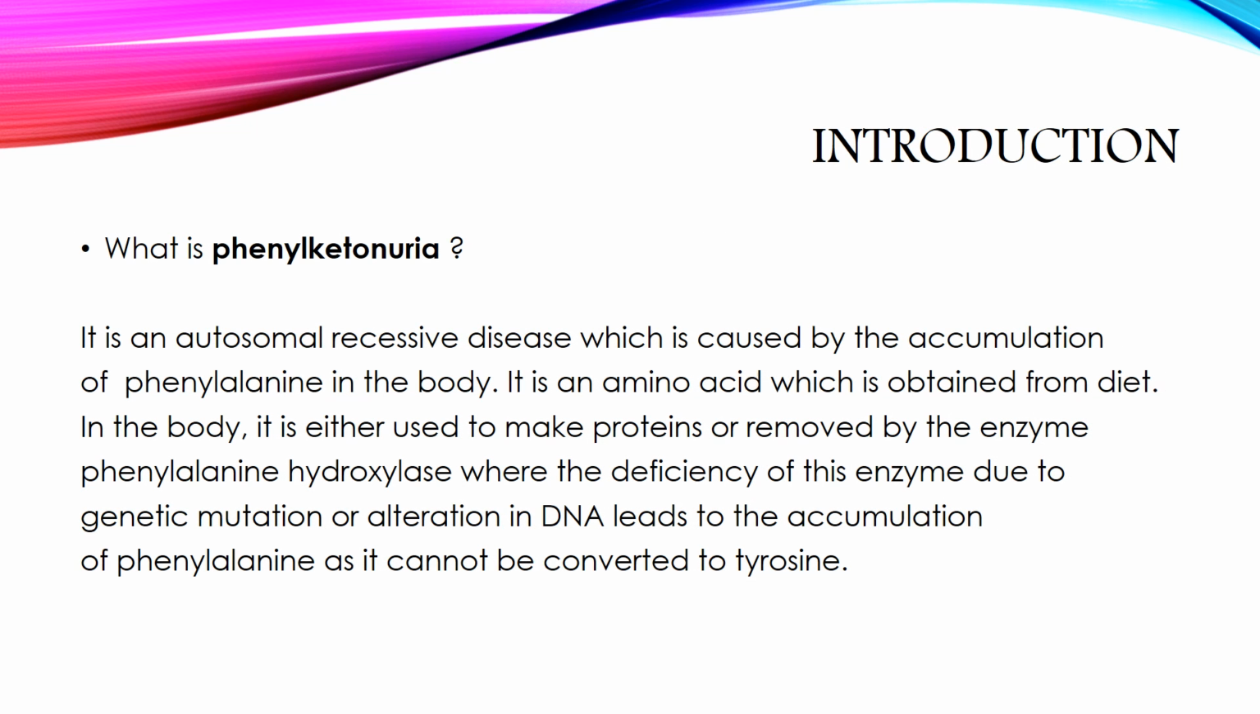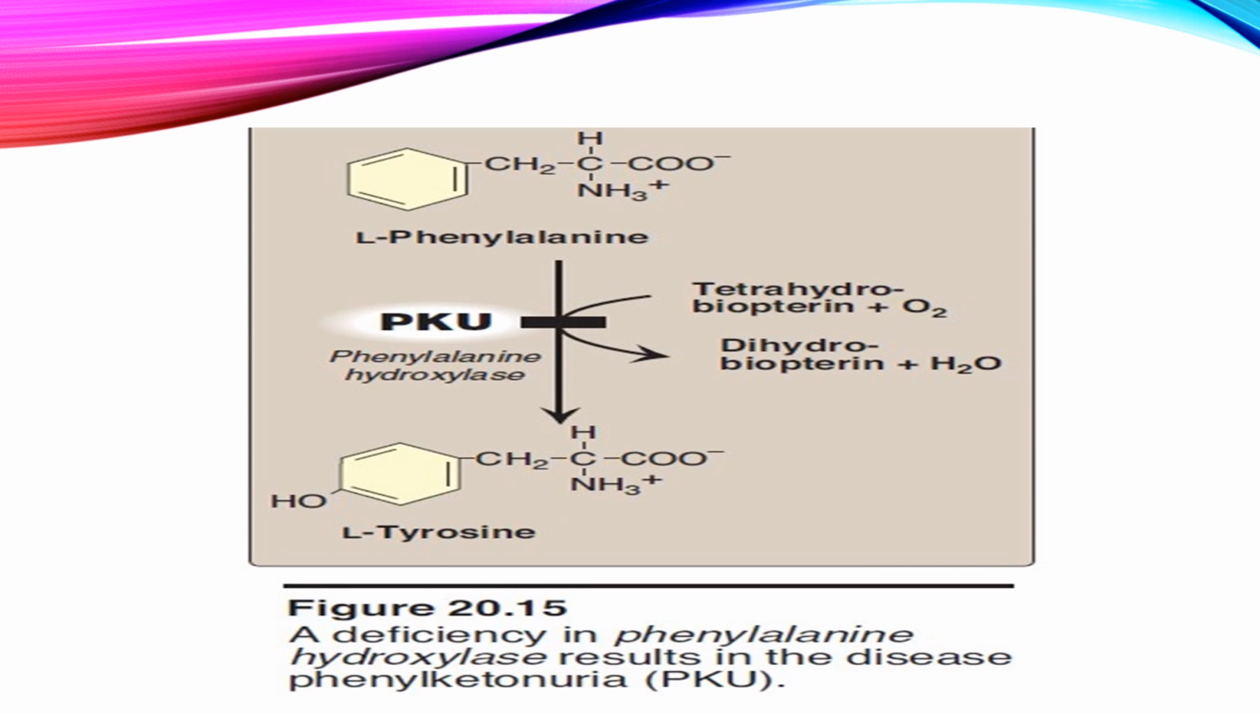What is phenylketonuria? Phenylketonuria is an autosomal recessive disease which is caused by the accumulation of phenylalanine in the body. As we all know, phenylalanine is an amino acid which can be obtained from the diet. In the body, it is either used to make proteins or removed by the enzyme phenylalanine hydroxylase. The figure shows the conversion of phenylalanine to tyrosine by the enzyme phenylalanine hydroxylase. When this enzyme is defective due to a genetic mutation or alteration in DNA, the conversion of phenylalanine to tyrosine will not occur. This causes the accumulation of the substrate phenylalanine, which becomes toxic and causes phenylketonuria.